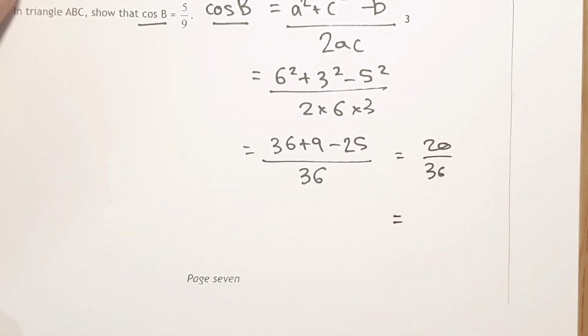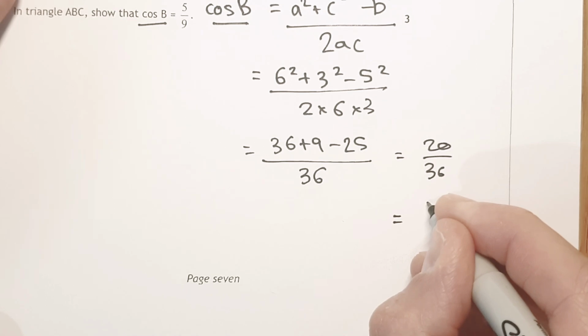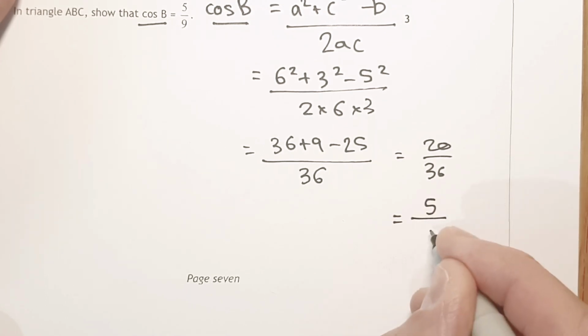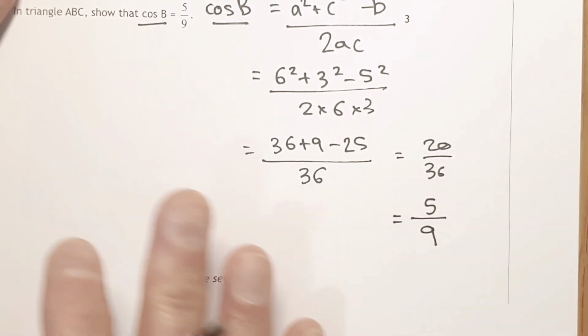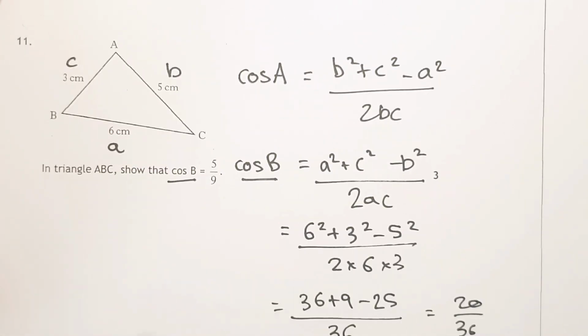Now 20 and 36 are both in the 4 times table. So dividing them both by 4, and we get 5/9. And that is what we were asked to show. Cos B equals 5/9.